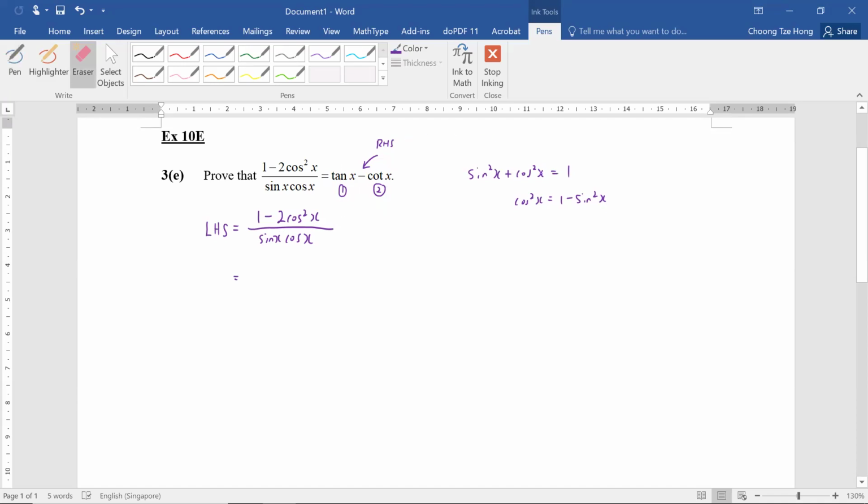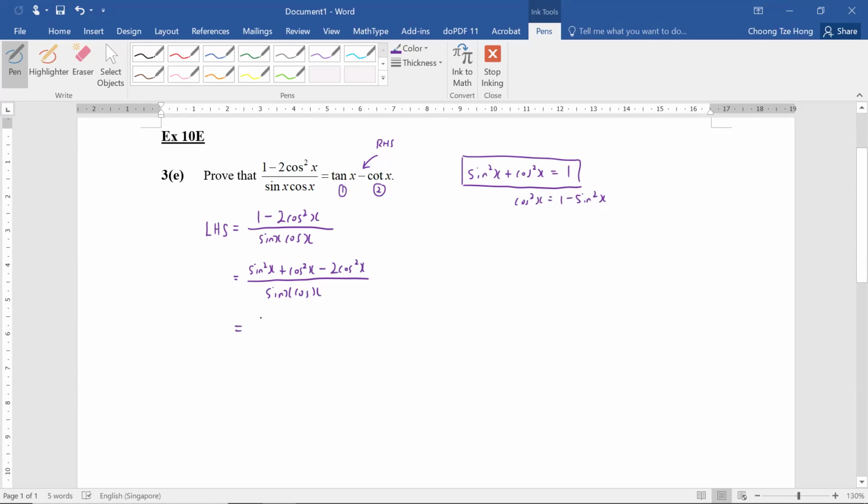But always remember, we can make this initial substitution, using the identity we have here: we can replace the 1 with sine square x plus cosine square x. Let's see what happens if we do that. I'm going to replace the 1 with sine square x plus cosine square x, minus 2 cosine square x, all over sine x cosine x. At this point you may be asking, hey, the expression looks even more complicated now. What purpose does it serve?